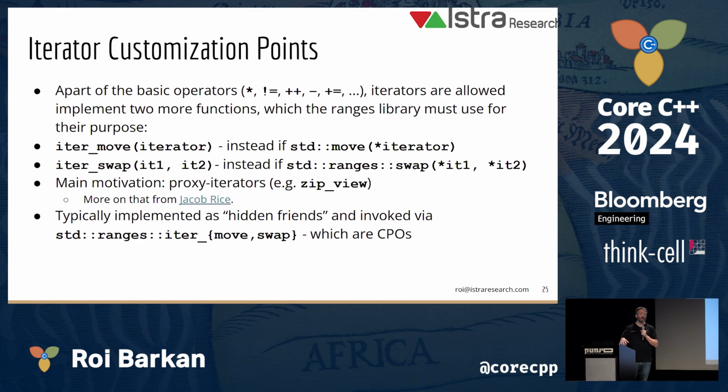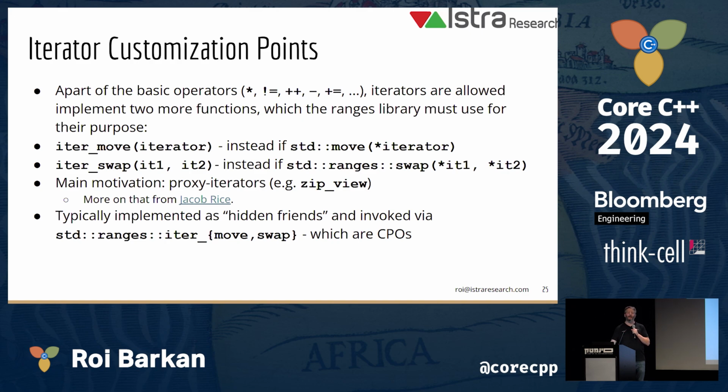The typical way to implement it is what's known as hidden friends. Those are friend functions of the iterator that are declared inside that class, and std::ranges::iter_move and iter_swap know to find those inner friends and call them. Those are called the CPOs, customization point objects.